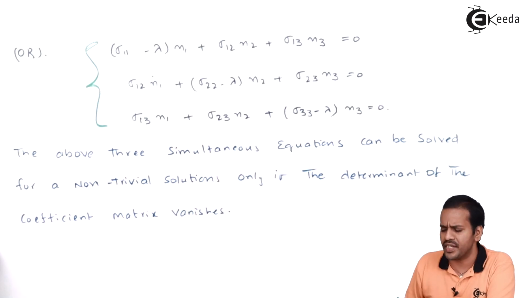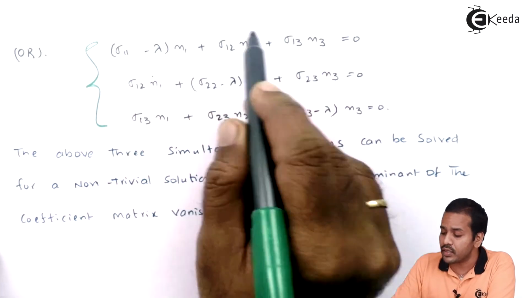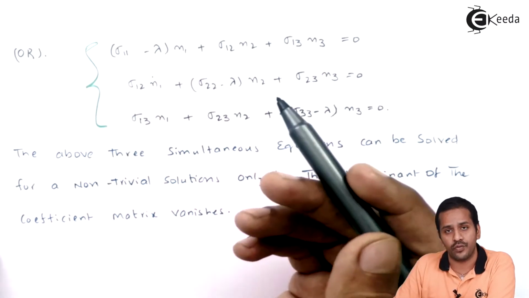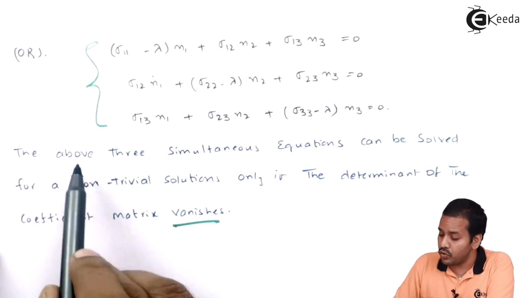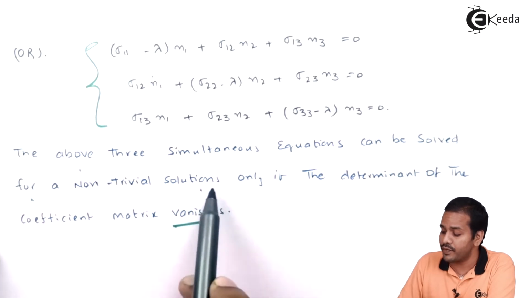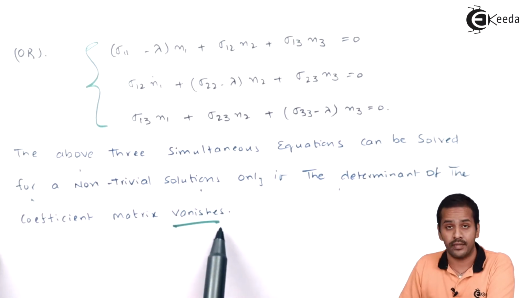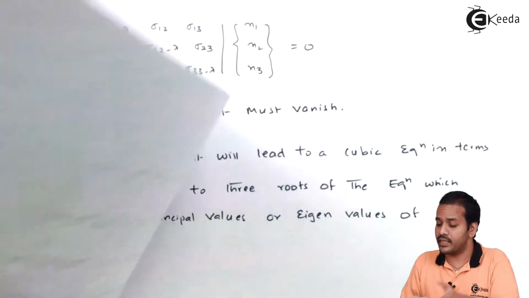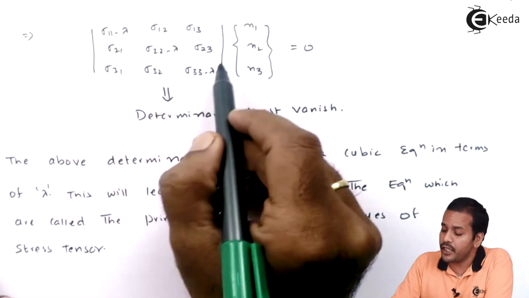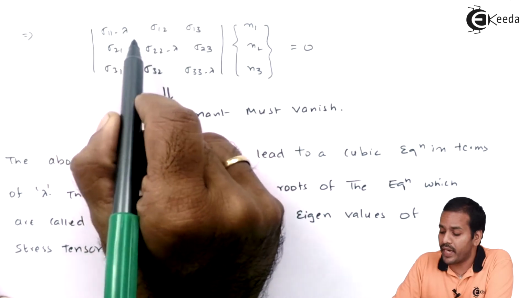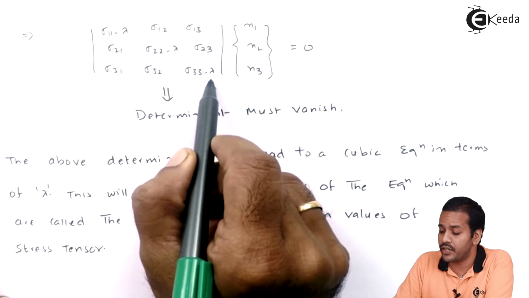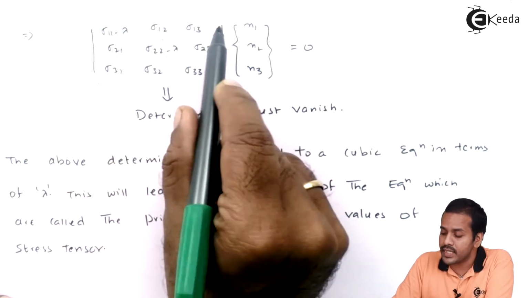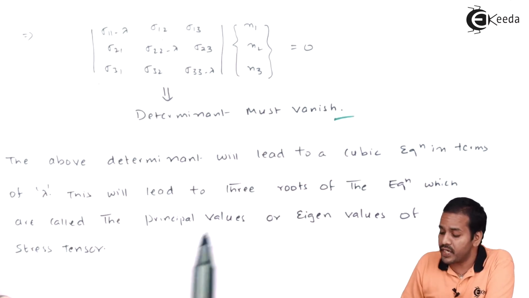So for this system of equations, for a non-trivial solution to exist, what is the prerequisite? The determinant of this coefficient matrix must be zero. It must vanish. So the above three simultaneous equations can be solved for non-trivial solutions only if the determinant of the coefficient matrix vanishes. That means the determinant of the coefficient matrix is this: sigma 11 minus lambda, sigma 12, sigma 13, sigma 21, sigma 22 minus lambda, sigma 23, sigma 31, sigma 32, sigma 33 minus lambda. So this is the coefficient matrix. The determinant of this coefficient matrix must vanish.